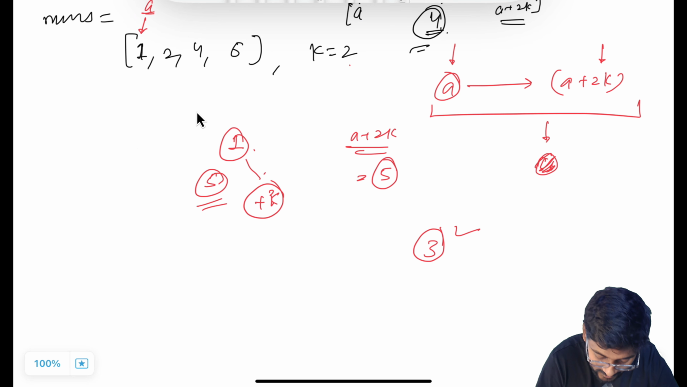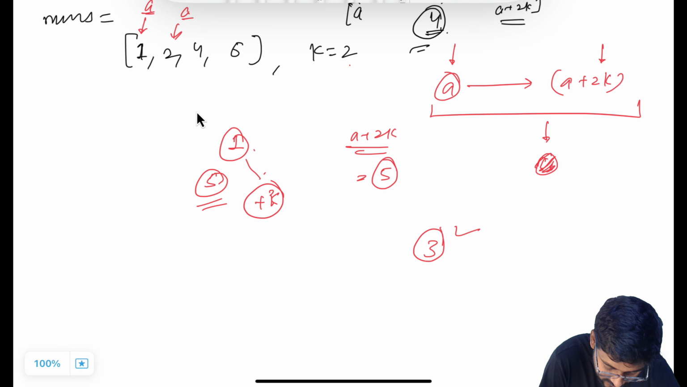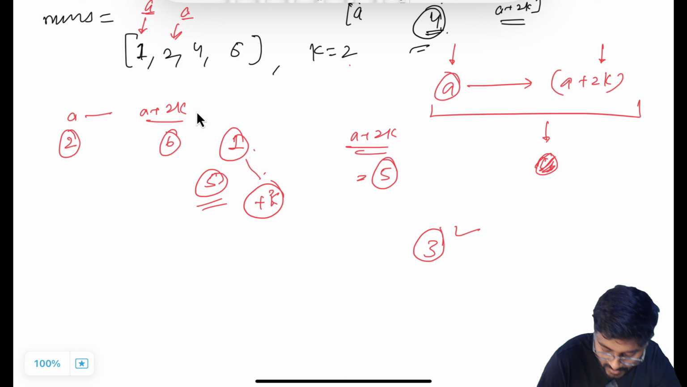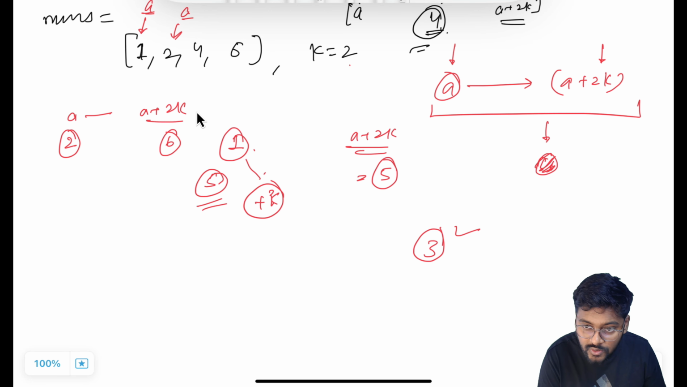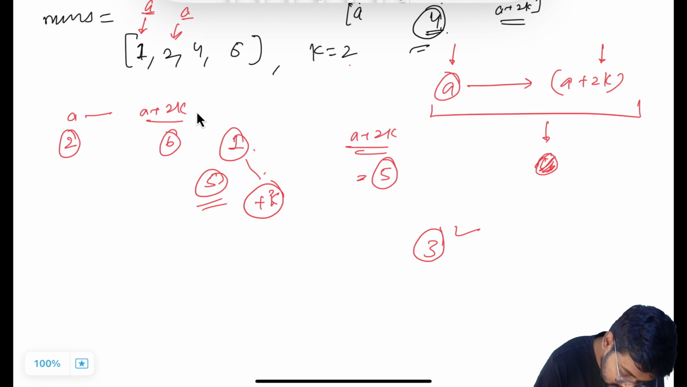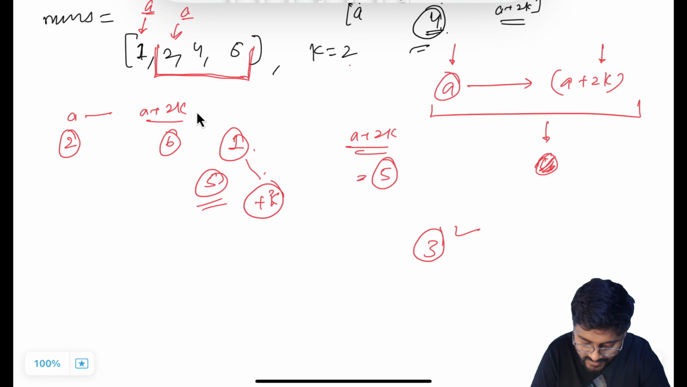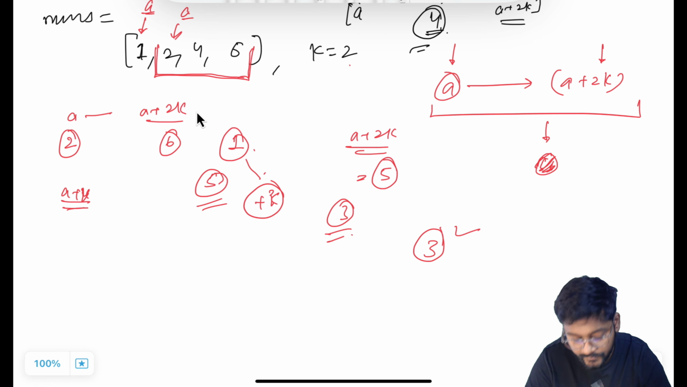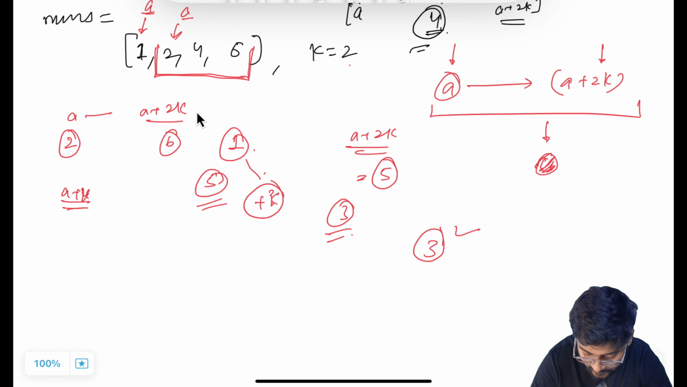Now let's come to the second element. If I consider 2 as a, I can make it from the range a to a plus 2k. A value is 2, then a plus 2k is 6. It means I can make all the elements from range 2 to 6 equal. I can make all of these elements equal to a plus k, and a plus k is 4. I can make all the elements equal to 4. The answer would be 3 in this case. Okay, so this was the approach.